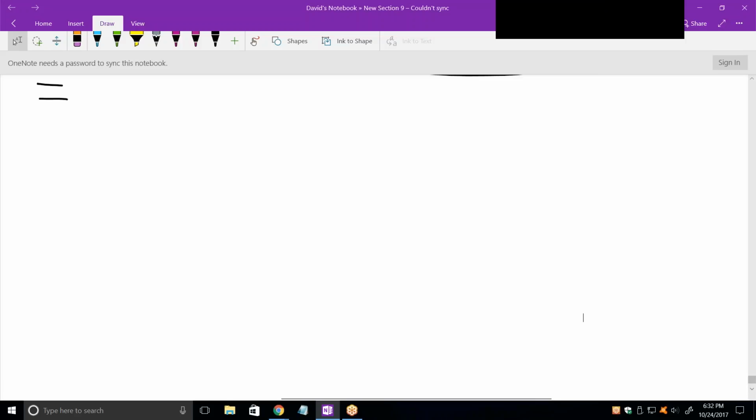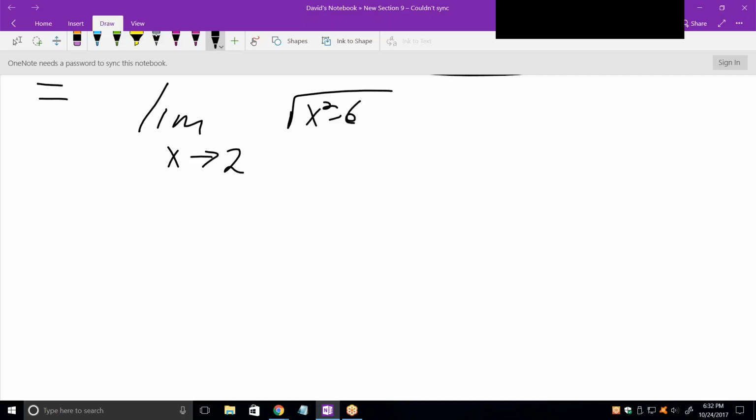Let's see, page 176. All right. So it says use limit laws to evaluate each limit. Okay. And we have the limit as x goes to 2 of the square root of x squared minus 6x plus 3, all under the root. Okay. That's it? And it's as x goes to -2 on the bottom.